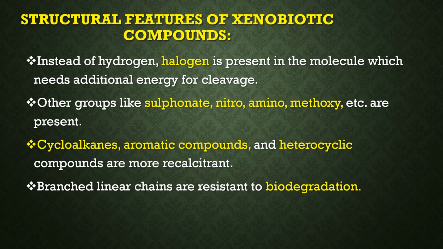Structural features of xenobiotic compounds. Instead of hydrogen, halogen is present in the molecules, which needs additional energy for cleavage. Other groups like sulfonate, nitro group, amino group, methoxy, etc. are also present in the xenobiotics. Cycloalkanes, aromatic compounds, and heterocyclic compounds are more reluctant. Branched linear chains are resistant to biodegradation.